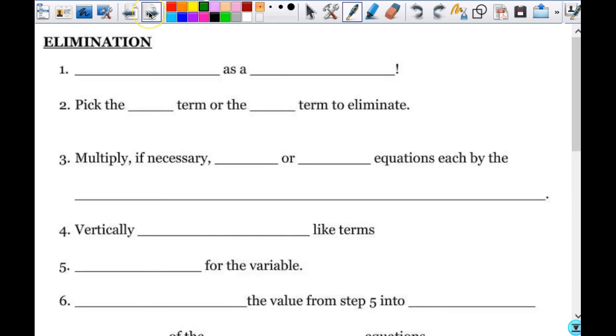Then let's move on to elimination. So elimination is a different way to solve systems. Your step 1 is the same. What do you think it is? Identify. You have to be able to look at it and say, hey, that's a system of equations. And that is going to be the toughest part for some people. So you have to identify it as a system.